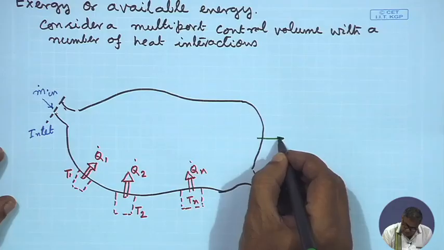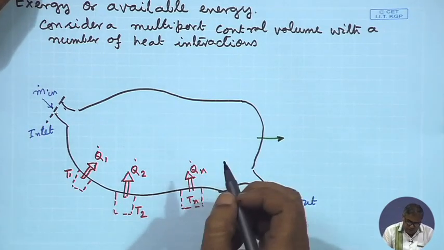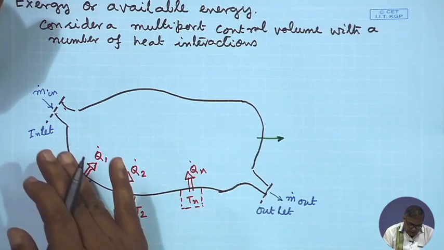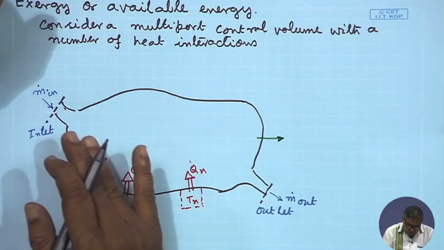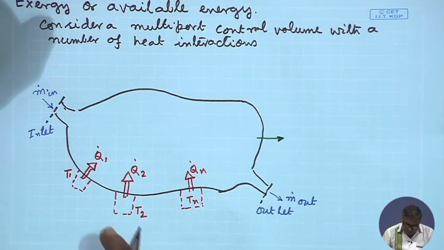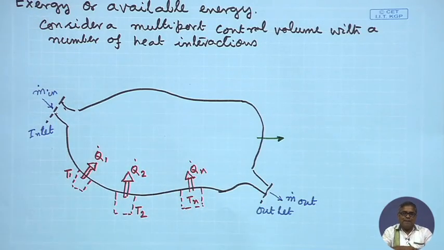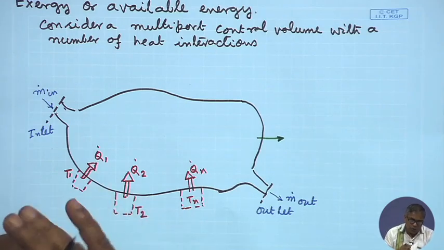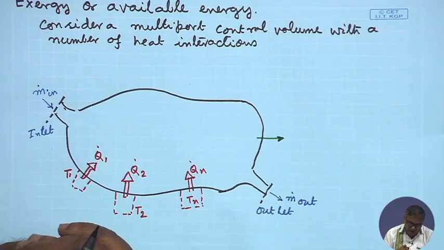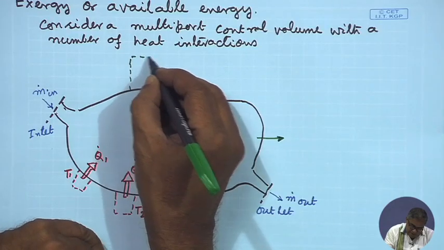The quantity I will write just in a few moments. So, this control volume is interacting with a number of heat transfer sources or thermal reservoirs, thermal bodies. It is also interacting with the ambient. So, two different attributes of this ambient or surrounding are very relevant for our case: one is the temperature of the ambient and another is the pressure of the ambient.